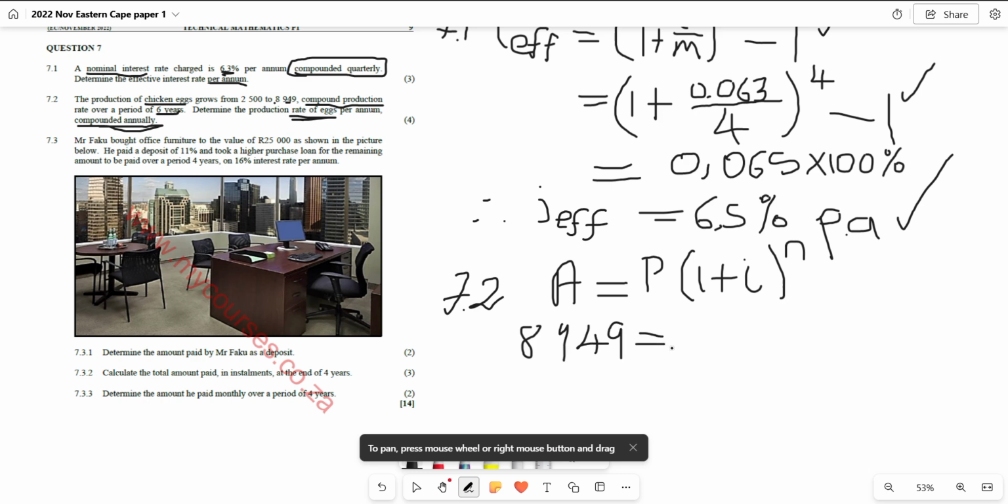That is equal to, then P will be 2,500x, in bracket 1 plus. Remember, what are we looking for? Production rate. In this case, we are looking for I. All to the power of, it took 6 years for this x to grow from 2,500 to 8,949. Therefore, the number of years will be 6 years.